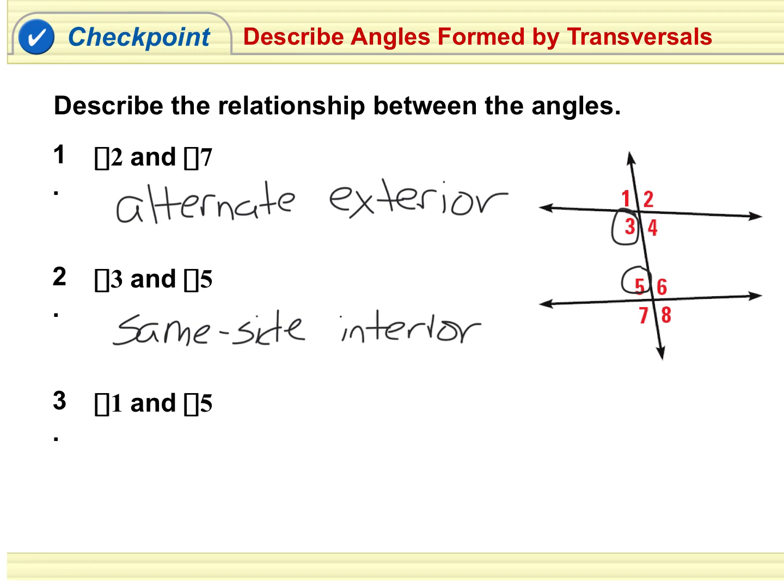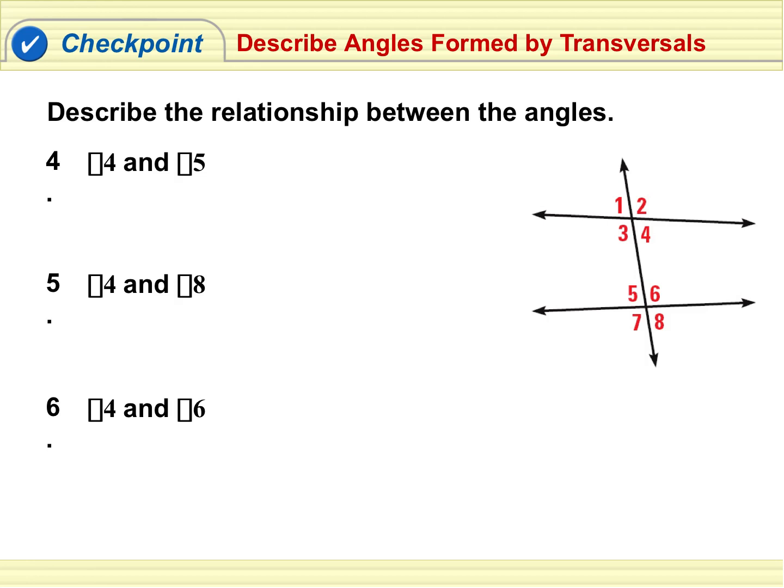All right, 1 and 5. What do you ask yourself first? What do you look at? Look at the parallel lines. They're inside and outside. So automatically, what is the only option? Corresponding. Inside and outside, corresponding. Yep. And they're on which side of the transversal? Same side or opposite? Same side. Same side. Corresponding. Oh, I totally spelled that wrong.